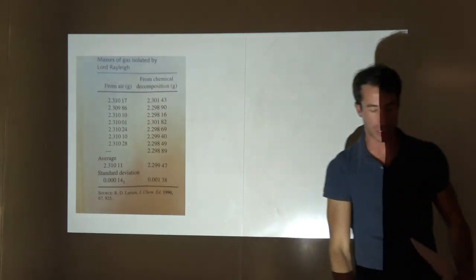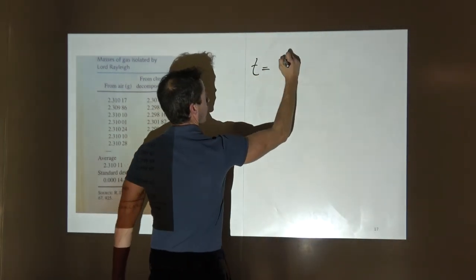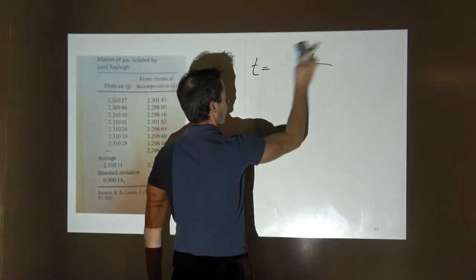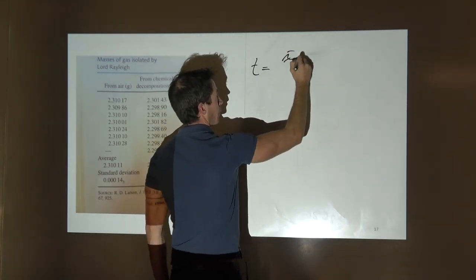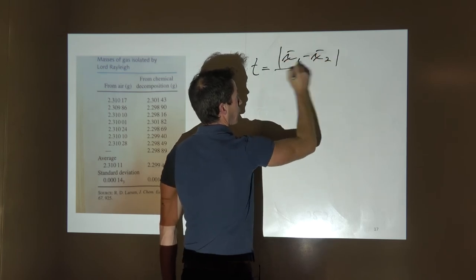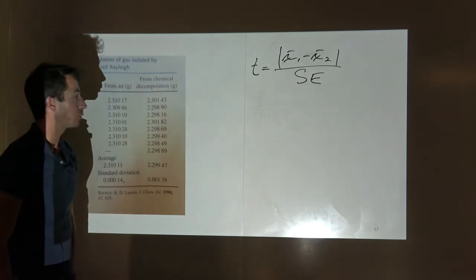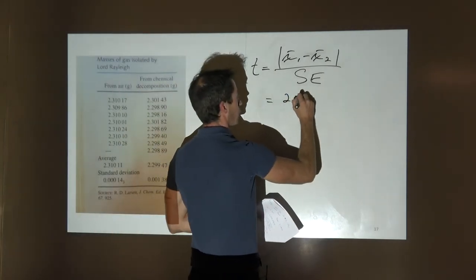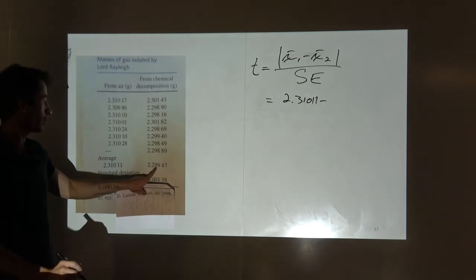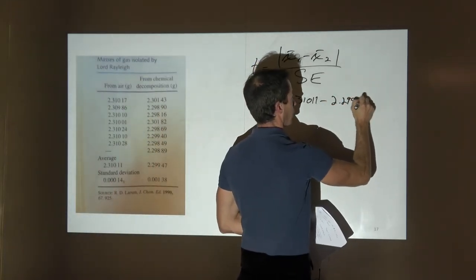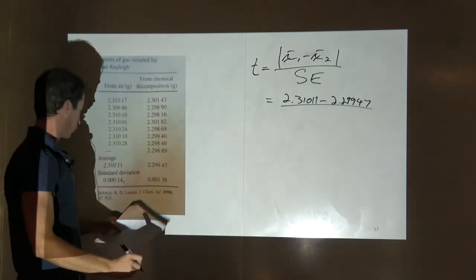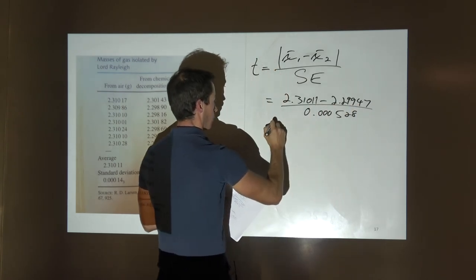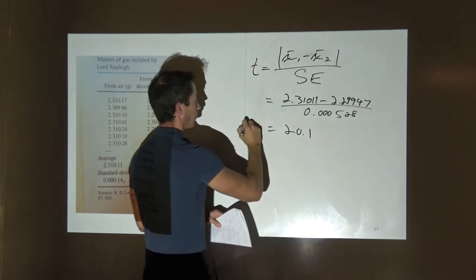So then we can calculate our t statistic. Here I'm writing mu, but we could just as well write this as x bar 1 minus x bar 2. And of course that's the absolute value. So what is our 2.31011 minus 2.29947 over our standard error equals 20.1 for our t statistic.